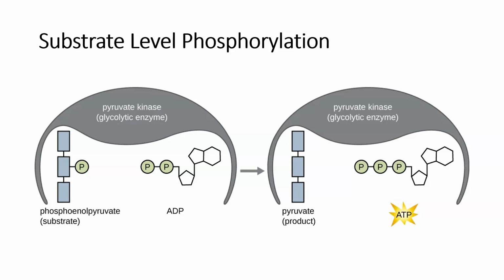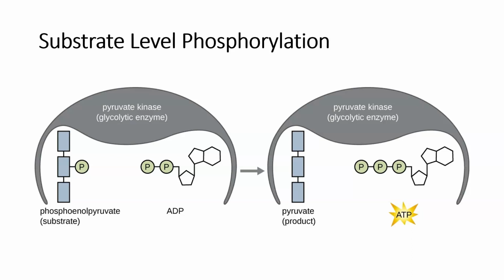During glycolysis and in the Krebs cycle, some of the energy of glucose oxidation is used directly to attach phosphate groups to organic molecules. These phosphates are then transferred to ADP by enzymes called kinases. So that's what you're seeing illustrated on this slide. The organic molecule and ADP are both enzyme substrates, which is why we call this process substrate level phosphorylation.